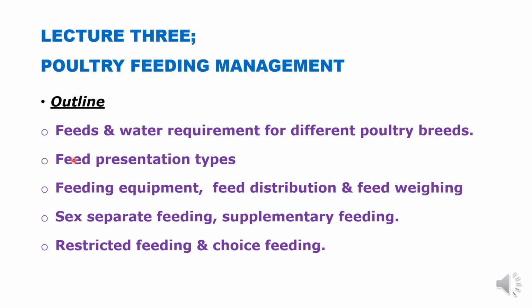the fish meal. We shall look at the feeding equipment, and these include the drinkers. Nowadays we have the automated drinkers, we have sub drinkers or the chick drinkers, which are always plastic. We shall look at the feeders. These are also other feeding equipment where the feeds are always placed. We shall look at the feed distribution within the poultry house, feed weighing and its importance.